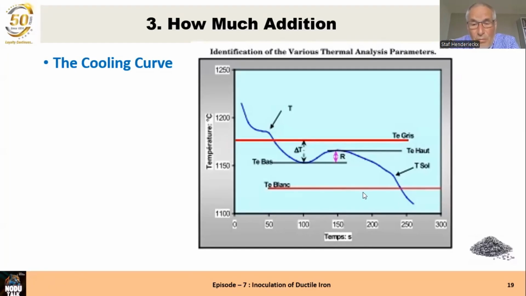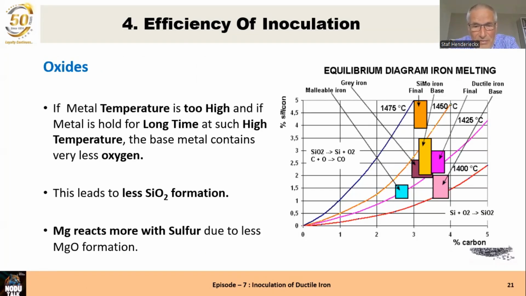Please work with this cooling curve. It's really very, very important for deciding about your inoculation. We have seen this, so yeah. Now for the oxide. The efficiency of our inoculation is mainly depending on the oxides, because we know that if we do the nodulizing, our oxygen is going out by forming magnesium oxide, and we have no oxides anymore for making the good SiO2 formation.